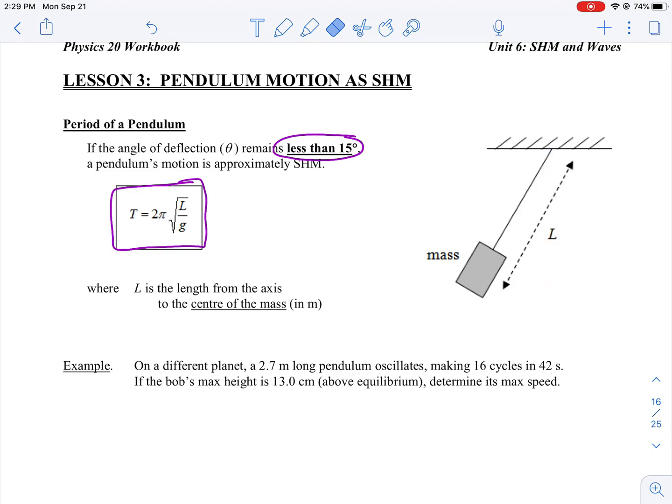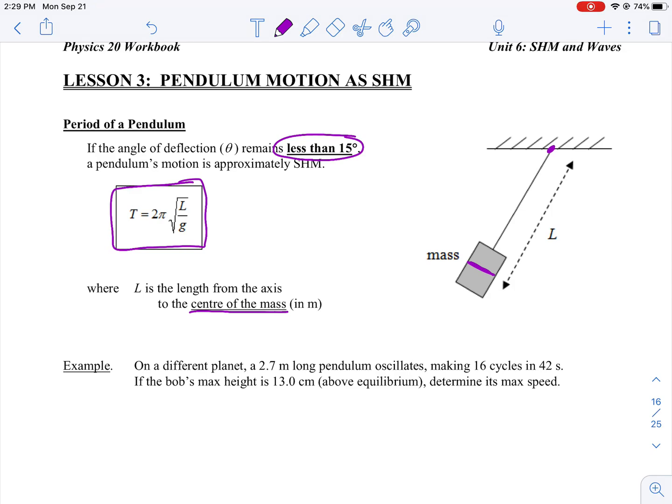Now let's talk about L. You have to realize that L is specifically from the axis, or the fulcrum, all the way to the center of the mass. So it's the distance from the axis to the center of the mass. That's important for a lab, and that's important if we get you to measure with a ruler on our life-size diagram to the center of mass of the object. And really, that's all you need to know.